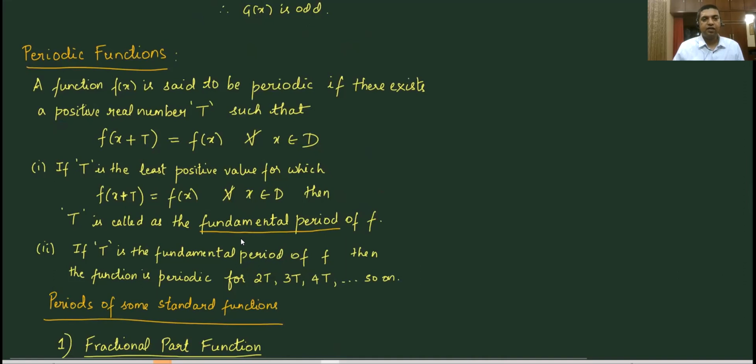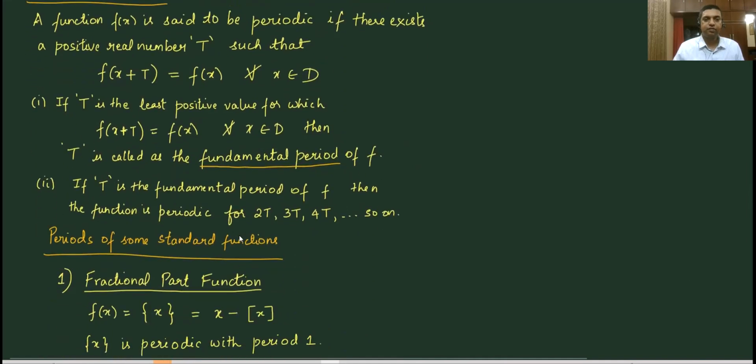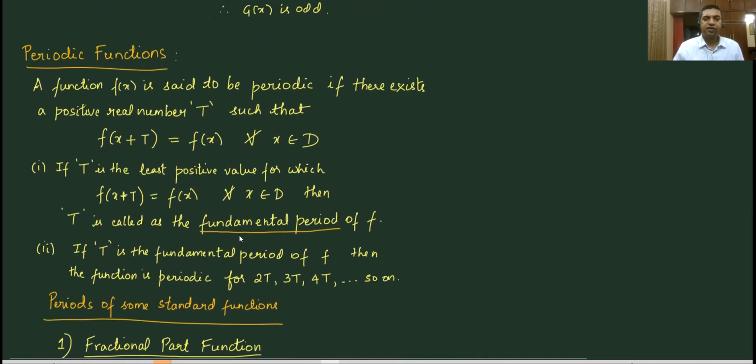Next, periodic function. A function is said to be periodic if there exists a positive real number t such that f of x plus t is equal to f of x for all x belonging to the domain D. So a periodic function is a function that repeats itself after every interval t.